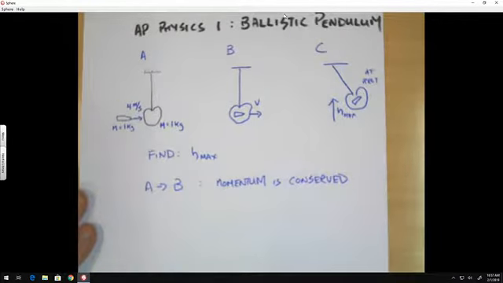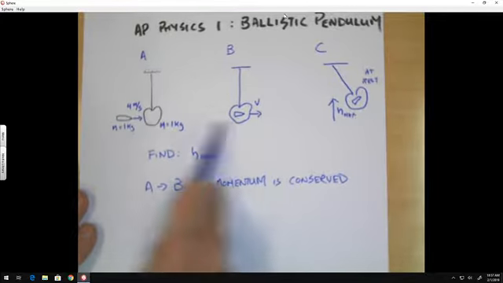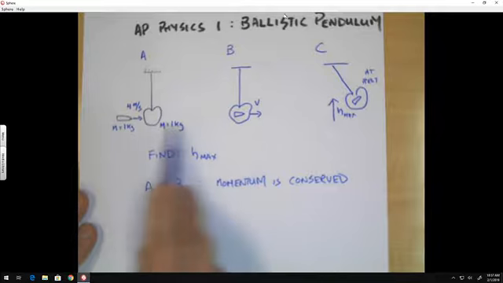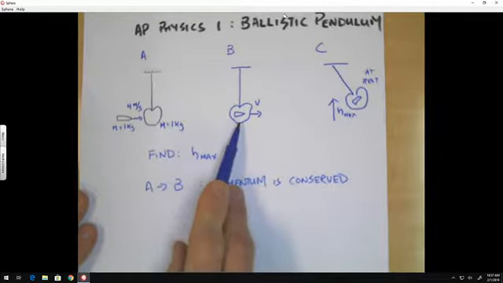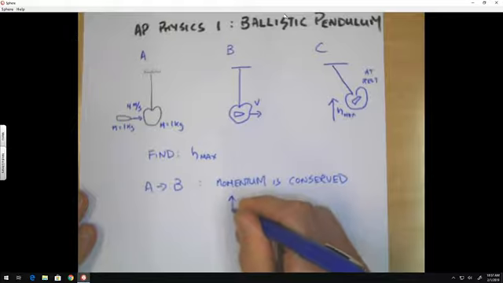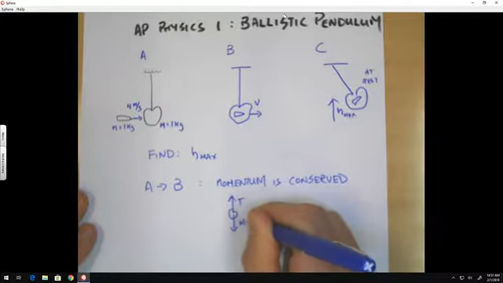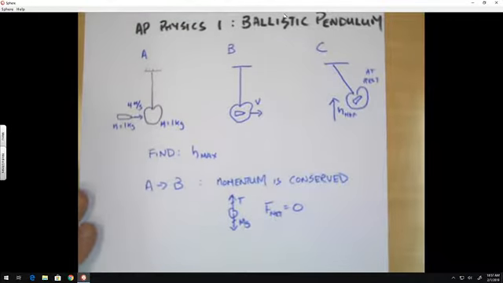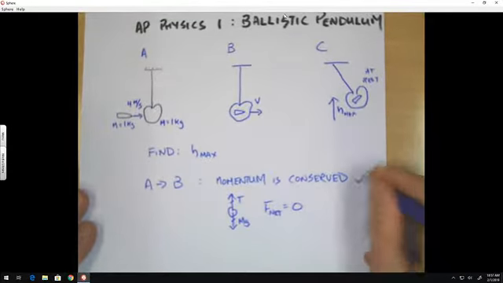And that's because there's really no net outside force acting on the apple from A to B. You might say that gravity is acting on the apple, and it is, but so is tension, right? And so the two forces, if you drew them out, if this is the apple, you'd have tension going up, you'd have gravity going down. They cancel. And so the net force is actually 0. So it's okay for us to say that momentum is conserved.